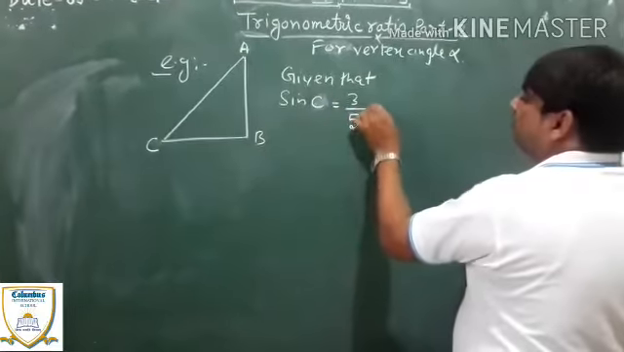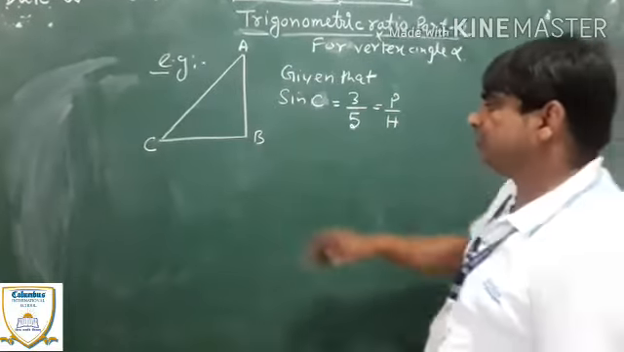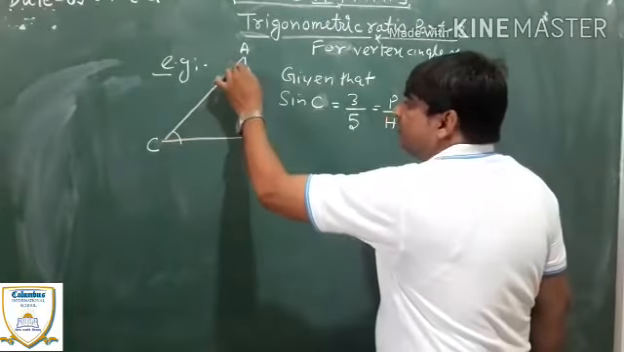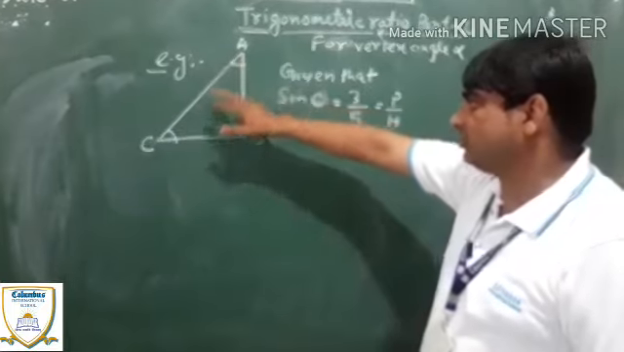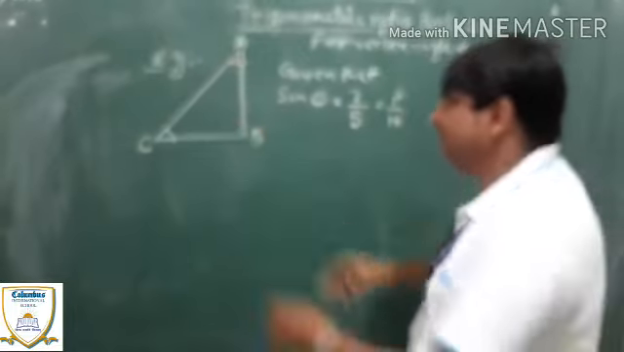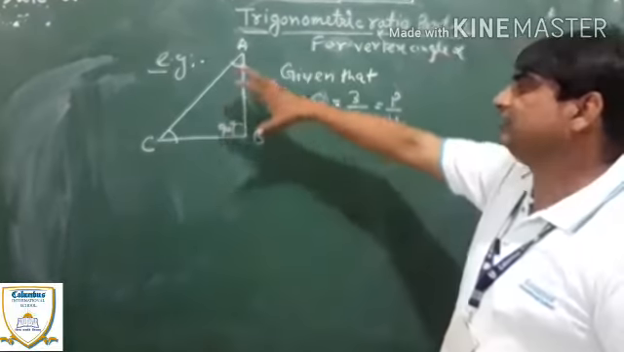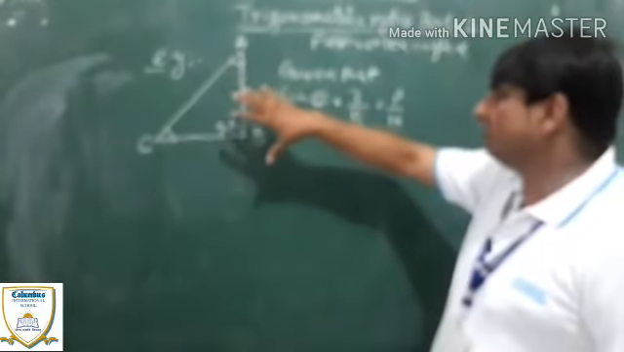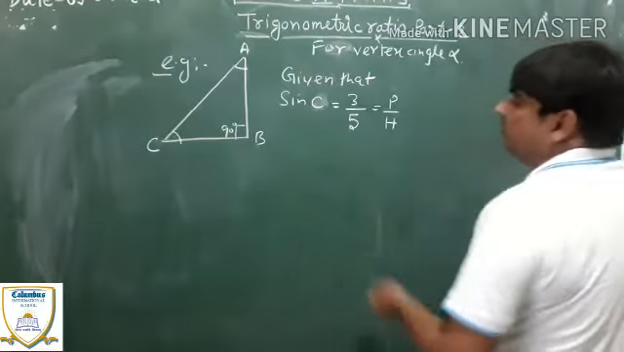So already you know that this is perpendicular by hypotenuse. Student, this is the base acute angle, and this is the vertex acute angle. The sum of these angles is 90 degree and this is also 90 degree. Already you know that the sum of three angles is 180 degree. Sin C is equal to 3 by 5.